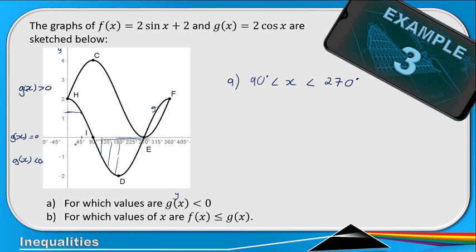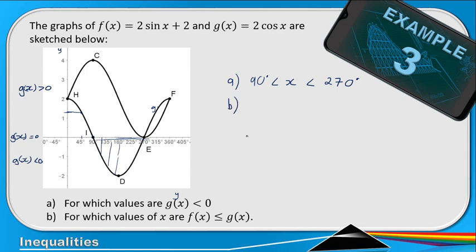Now that's one thing. Just in case they had asked for which values g(x) is less than or equal to 0, then your answer would simply have said 90 degrees is less than or equal to x, less than or equal to 270, because if it also has an equal to, it includes this line over here, meaning this point will also be included in your solution. But now we just have less than, so we just have this as our answer.